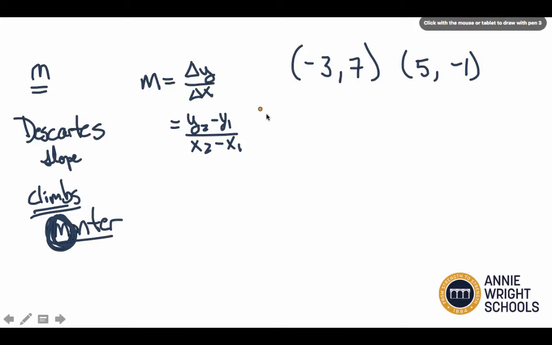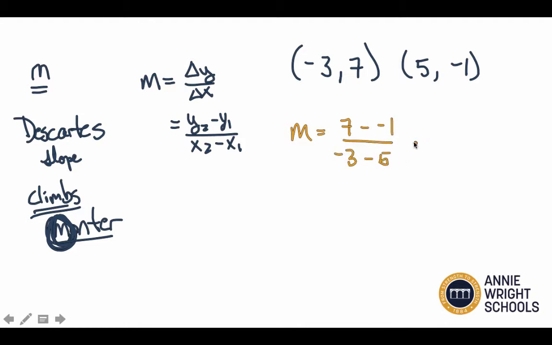All right. Using the formula, change in y over change in x: 7 minus -1 over -3 minus 5. 7 minus a -1 gives me a positive 8. -3 minus 5 gives me a -8. When I get a fraction with a negative in the numerator or a negative in the denominator, I just put the negative outside. 8 over 8 is 1. This line has a slope of -1.